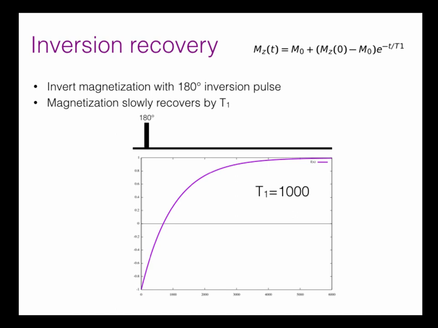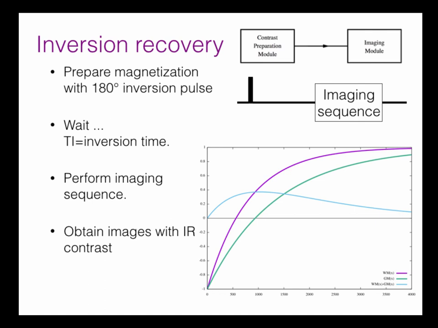But if we did this 180-degree pulse and then imaged at some point along here, the signal we'd see in the image would be much different from if we just started with it fully relaxed. Why is this useful? Well, it's useful because each tissue typically has a different T1, because the T1 is very much dependent on the local environment of the tissue.